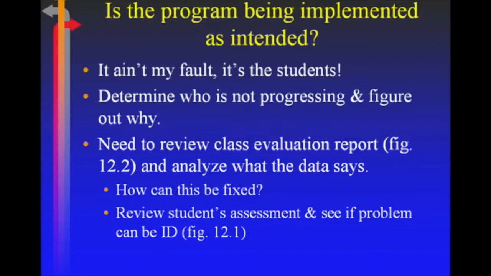So you've got to figure out how that can be fixed, and what was going on there. Then what you want to do is go back a couple pages to page 264, figure 12.1, which is the actual grading sheet for the tennis overhead serve, the lower one in figure 12.2, and review the student assessment to see if you can figure out what the problem was.